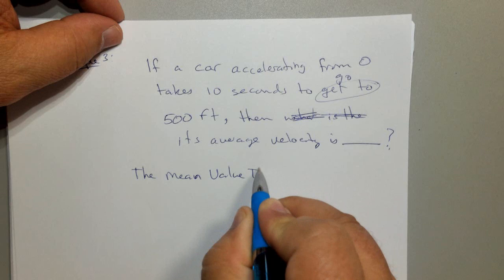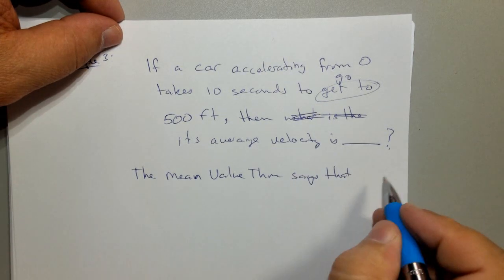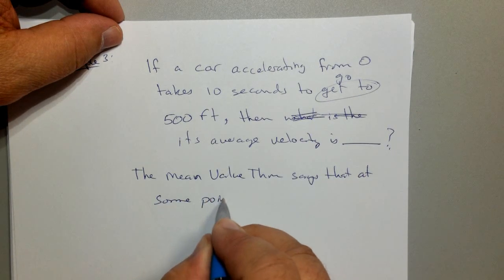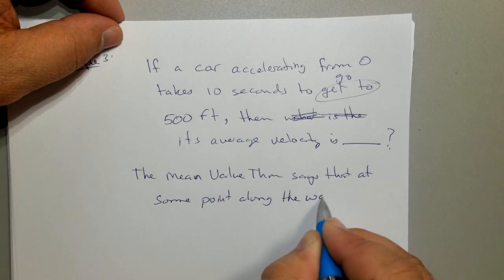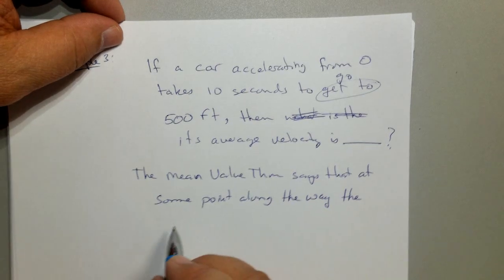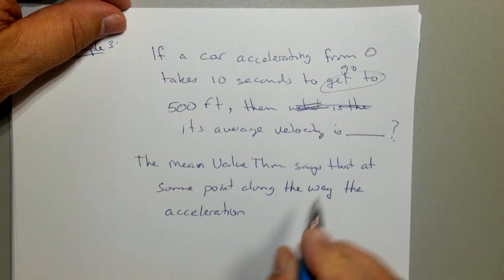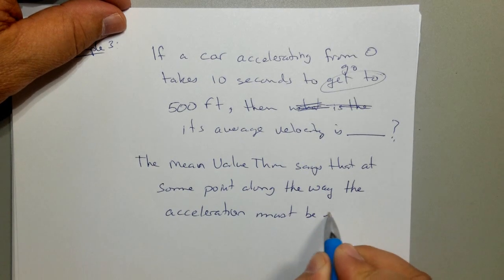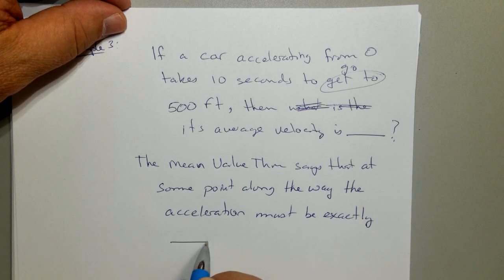the mean value theorem says that at some point along the way, the acceleration must be exactly what?